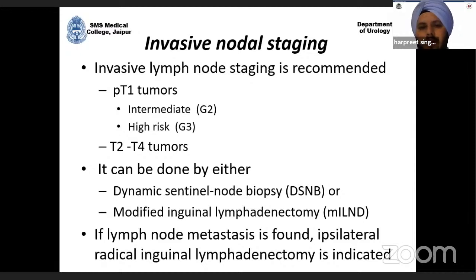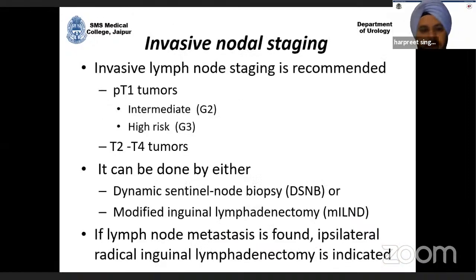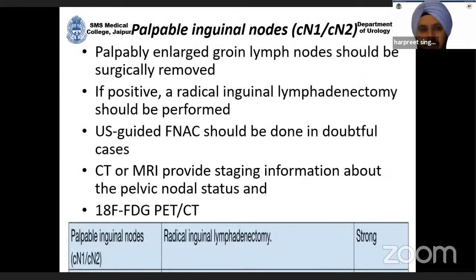Then comes the modified inguinal lymphadenectomy. In modified inguinal lymphadenectomy, the superficial, medial, and central group of lymph nodes are removed bilaterally. In the patients in whom the lymph nodes with the dynamic sentinel biopsy or the modified inguinal lymphadenectomy come out to be positive, the ipsilateral radical inguinal lymphadenectomy is indicated.